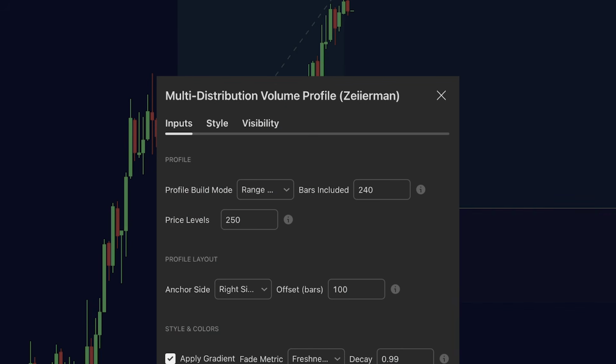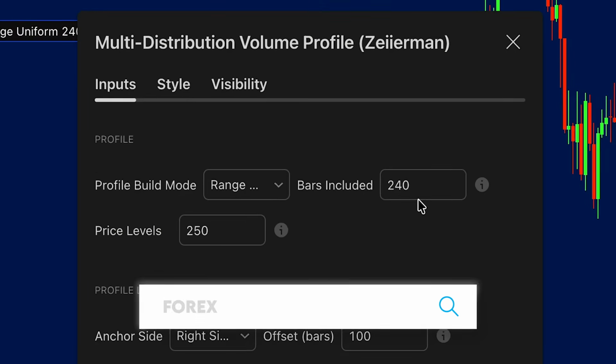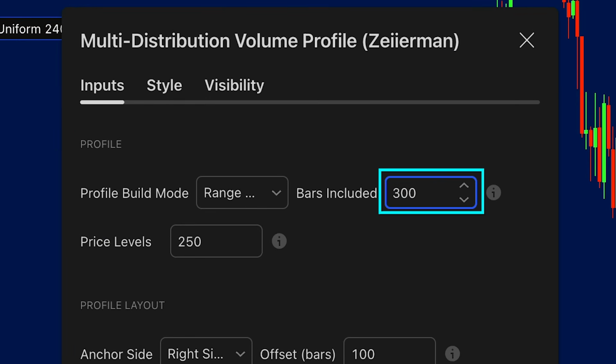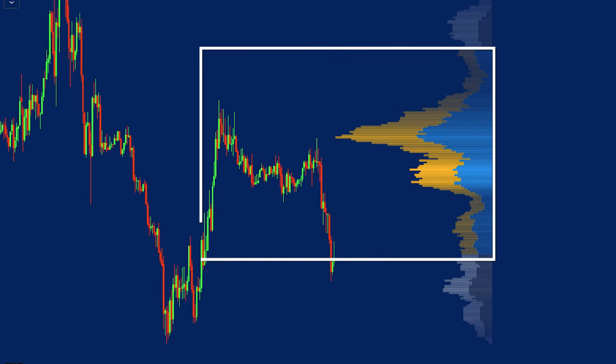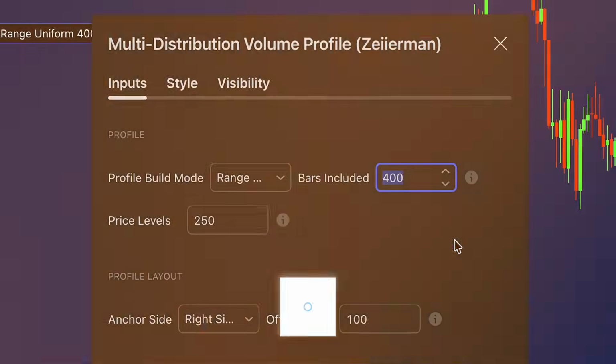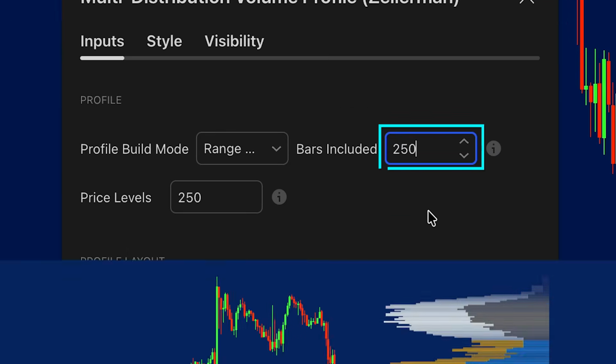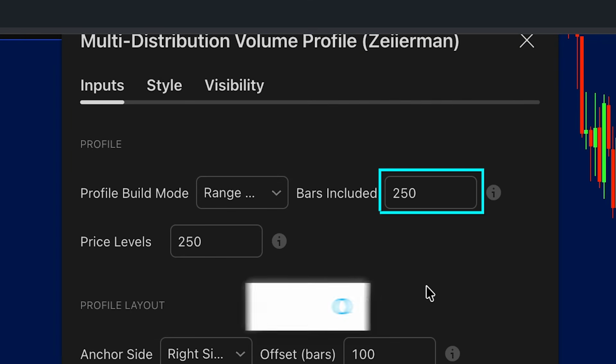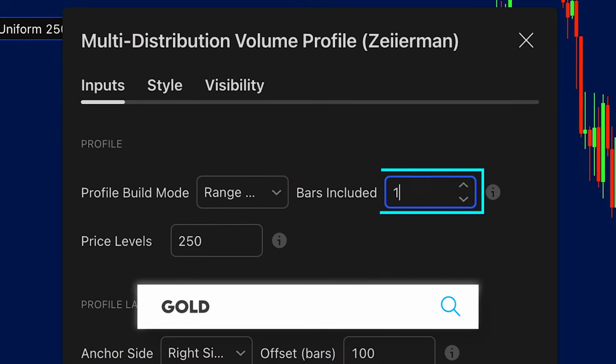Settings matter, but only if you understand what you're tuning. Settings by market. Forex: use medium segmentation. Forex rotates cleanly between value areas. Crypto: increase segmentation sensitivity. Crypto builds and abandons value aggressively. Stocks: keep segmentation moderate. Stocks respect prior acceptance zones longer. Indices: default settings work best. Indices form clean multi-auction structures. Gold: use fewer, broader distributions. Gold auctions slowly but decisively.